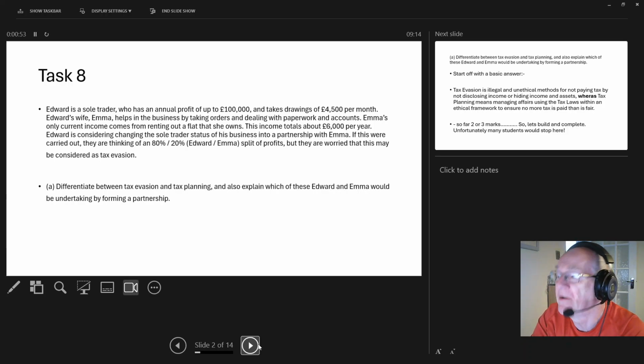He probably should. She is helping. In legal terms, if she challenged it, she is a partner. If this was carried out, they're thinking of an 80-20% split of the profits, and they're worried about being considered tax evasion, which of course is illegal and therefore fines and potential imprisonment.